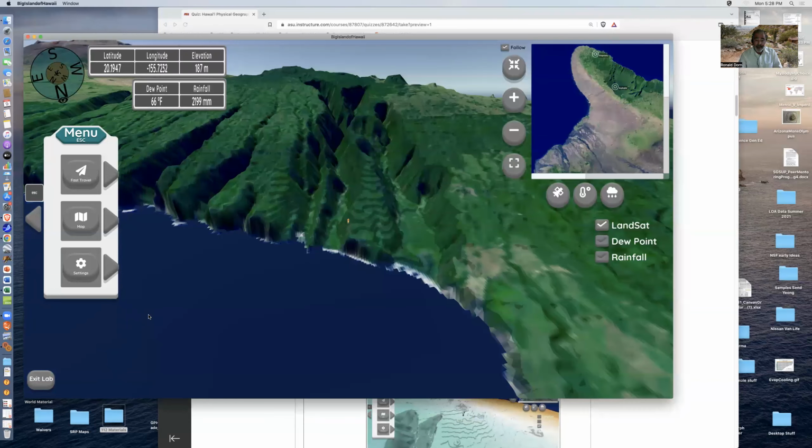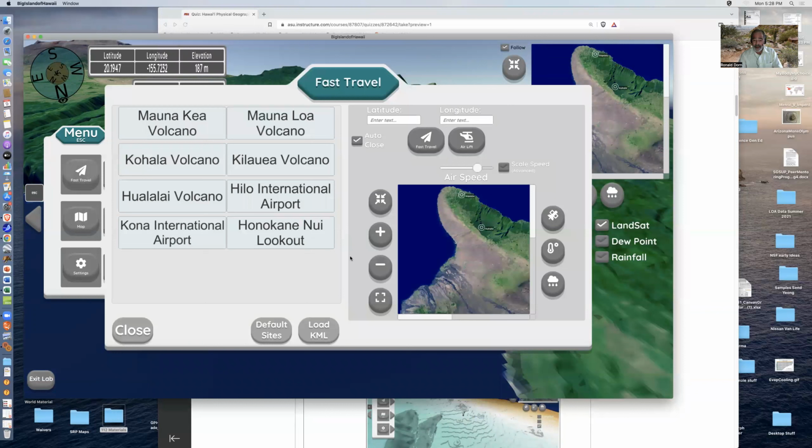So I'm going to go back into the game, click on fast travel, and look at this map in here, this inset map. A little blue circle is where the avatar is. I want to go to the other side. I click on this inset map, click, and then it populates the latitude and longitude.